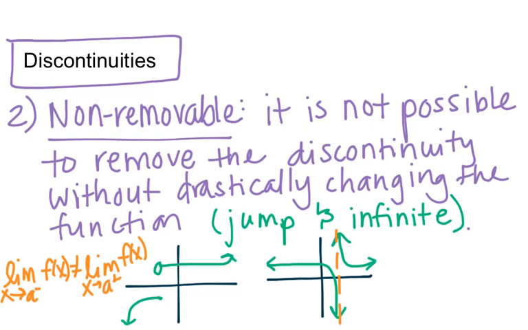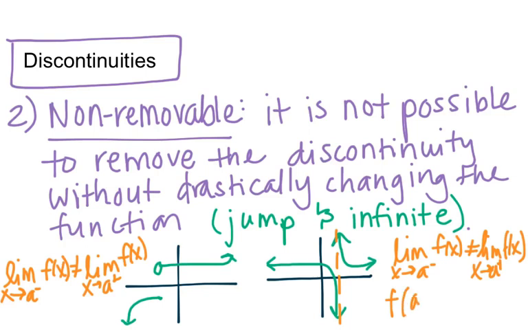However, if you're answering a question on a quiz or a test, all you have to say is that it's non-removable. It's very rare for them to ask you also, is it then jump or infinite? Although you should feel pretty comfortable differentiating between the two at this point. Okay, so back to this. Left and right hand limits don't match.